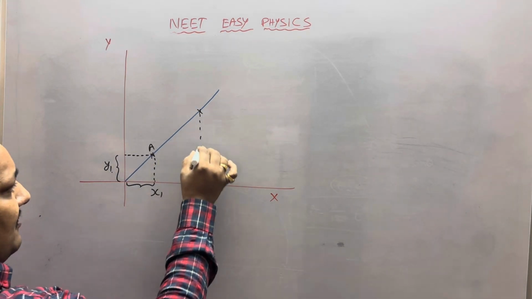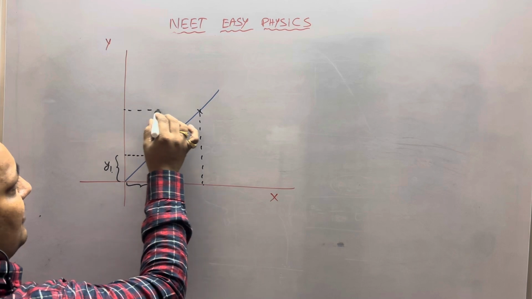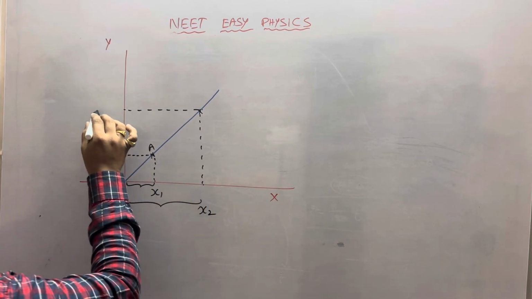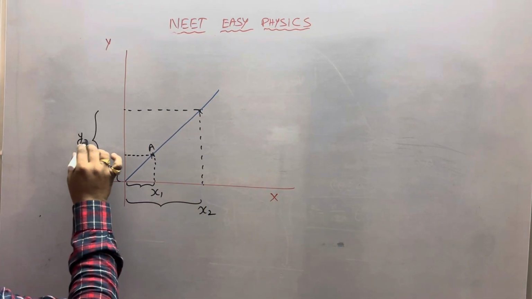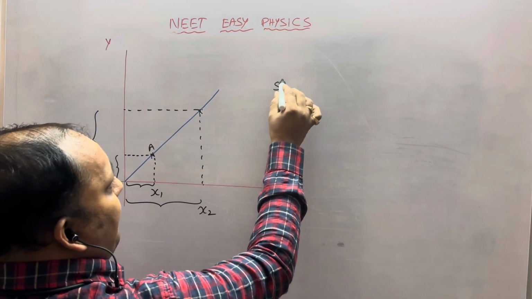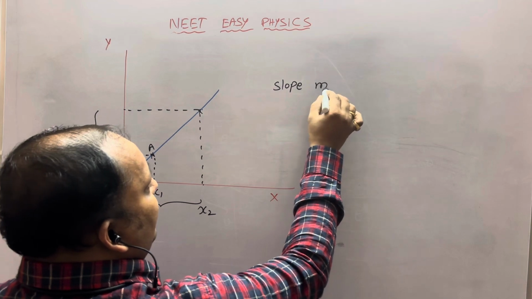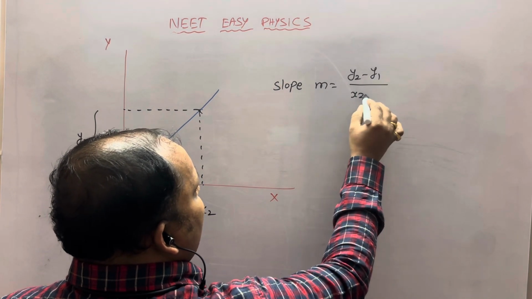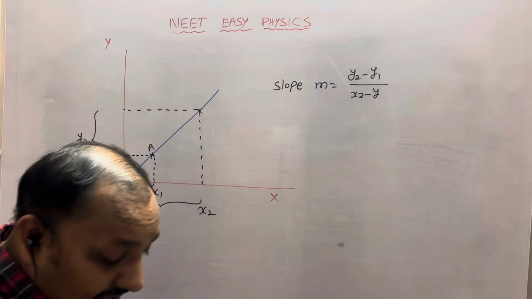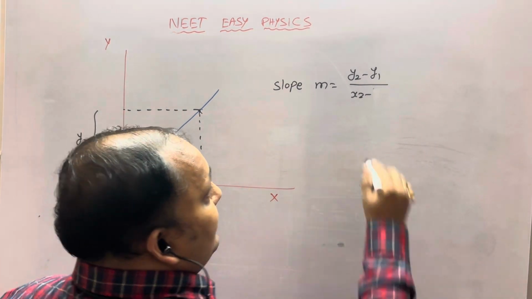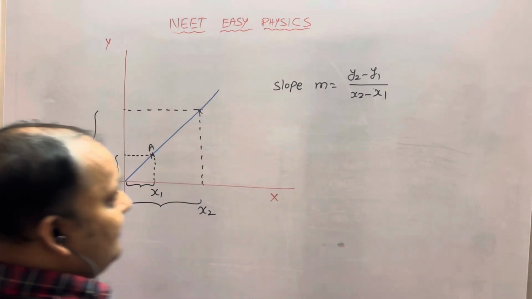Again draw a normal onto the x-axis, draw a normal onto the y-axis. So now this value is going to be x2 and this value is going to be y2. So how to find the slope of this one? Slope formula. Slope of the graph m is equal to, as you came to know in your school stage, y2 minus y1 by x2 minus x1.